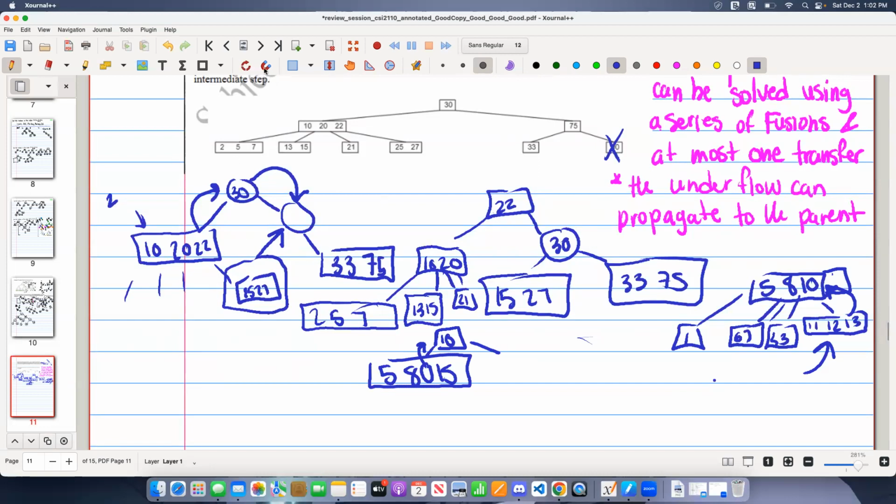I wasn't going to cover 2-4 trees because it's not a main portion of your exam, but this is just so you know how to deal with underflow. Does that make sense? Yeah. For the one on the left, we have taken 20 instead of 22. Let me see.